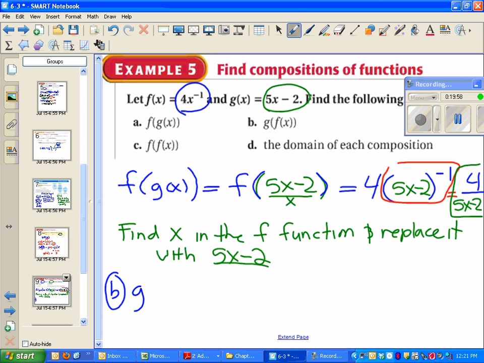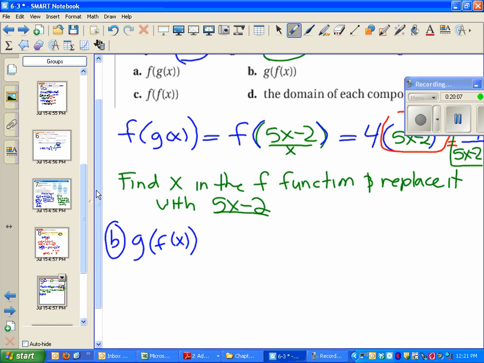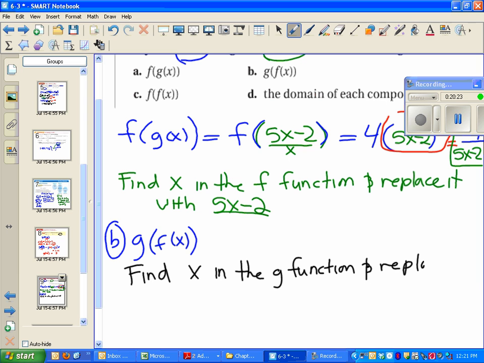Part B is g of f of x. So pause it, see if you can write the sentence I wrote in green. That we are going to find x in the g function and replace it with what? Well, what is f of x again?